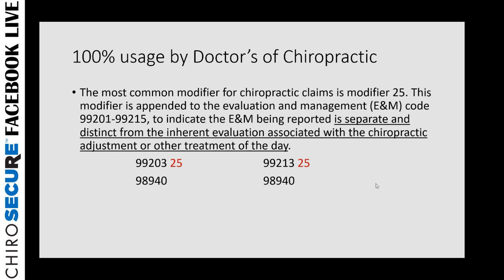However, what's the one modifier we all use? Well, let's make sure this is 100% usage. Doctors of chiropractic that do exams, which of course is all of us, whenever you do an exam with treatment, you have to append a 25 modifier. So the most common modifier for chiropractic claims is modifier 25. This modifier appended to the evaluation and management code indicates the E&M being reported, and I've underlined this, is separate and distinct from the inherent evaluation associated with a chiropractic adjustment or other treatment of the day. So notice the examples, 99203, new patient, or 99213, established patient, both have modifier 25 to indicate that it is a separate, distinct service from manipulation.